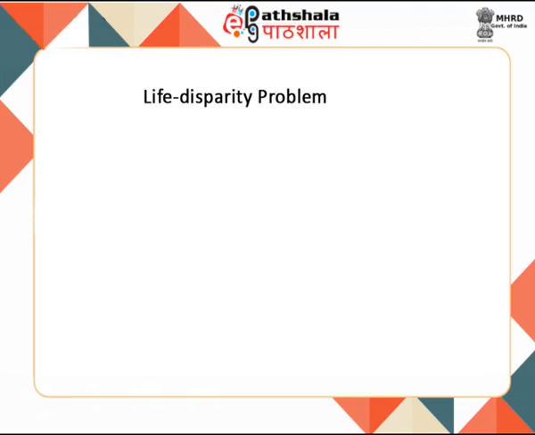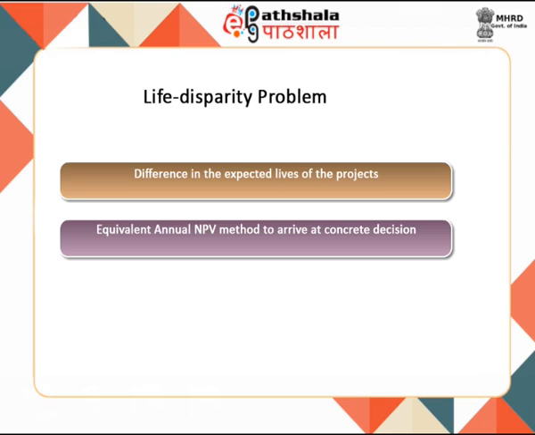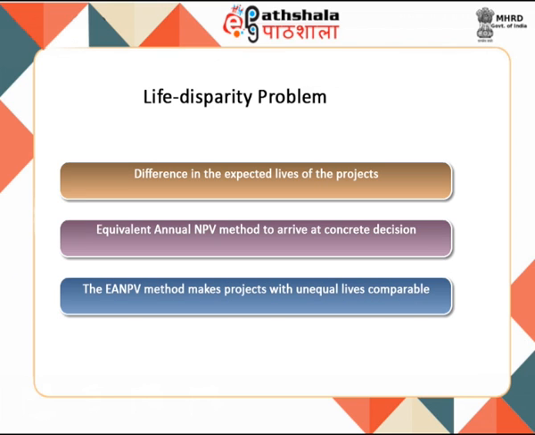Lastly, NPV and IRR can also give conflicting ranking due to life disparity problem. It arises due to the difference in the expected lives of the projects. Whenever a firm faces life disparity problem, it is advisable to use EANPV, that is equivalent annual net present value method, to arrive at the concrete decision. The EANPV method makes projects with unequal lives comparable and thus a better approach over NPV in the life disparity problems. The difference in ranking can also occur due to difference in the expected lives of the concerned projects.